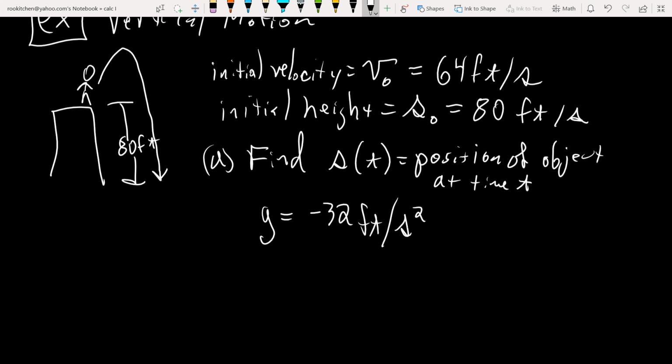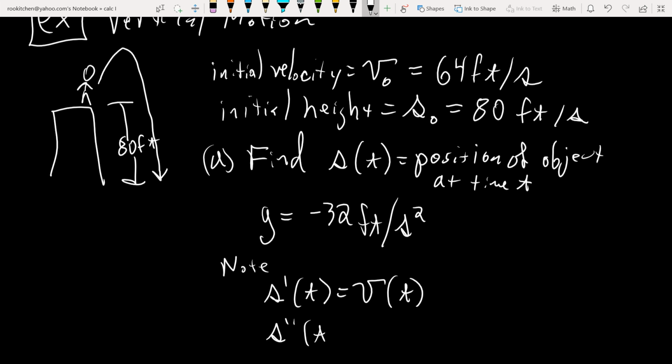Okay. And in particular, what this thing is the acceleration. And the acceleration is basically the second derivative of the position. So note, if you have the position function, the first derivative is going to be the velocity, and then the second derivative is going to be the acceleration. And here we're saying that the acceleration is negative 32.